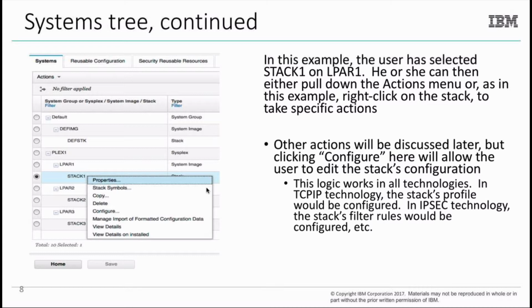There are two ways you can access functions for that. One way is you can pull down the Actions menu, or in this example, you can also right-click on a stack to take specific actions. When you right-click on an element in this table, the actions specific to that will pop up. We'll discuss other actions later, but here, if you click on Configure, which is, I think, the fourth one down, you can edit the stack's configuration.